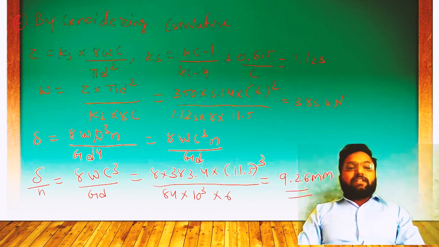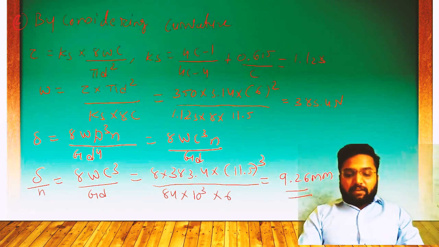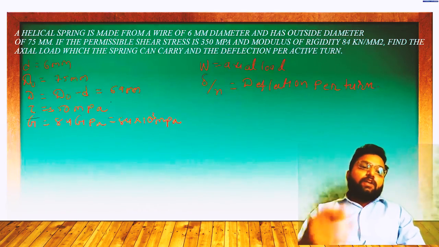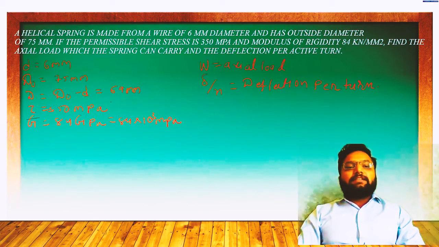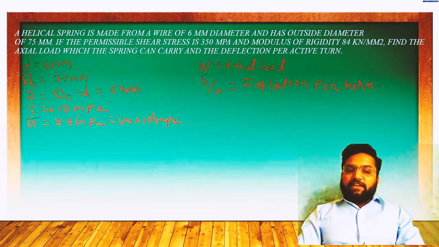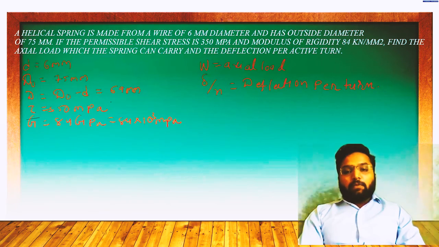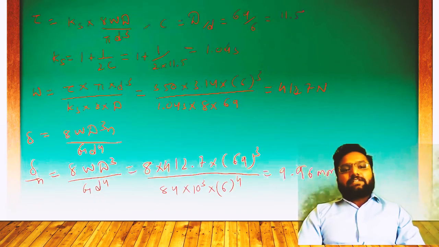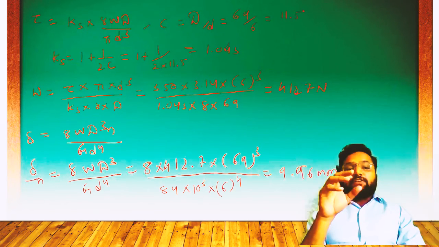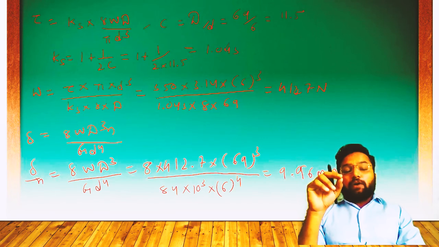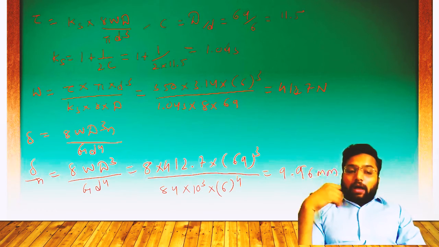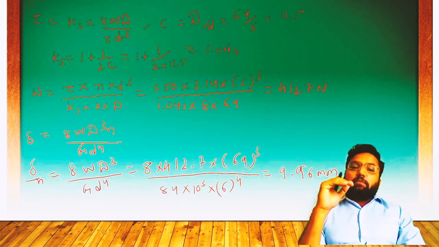Here we are done with our example of 7 marks. Let's recap once again what we have done in this example. The example was given like this: a helical spring is made from a wire which has 6 diameter and its outside diameter is 75. If the permissible shear stress is 350 megapascal and modulus of rigidity is given, you have to find W, which is the axial load, and the deflection per number of turn or deflection per turn. In the first case, what we have done differently is we have taken the value of Ks, which is 1 plus 1 upon 2c. Clear? And found out this load as well as deflection per number of turn.